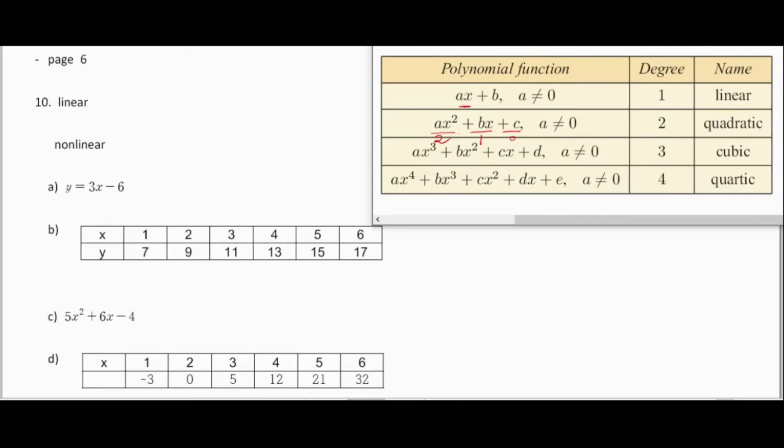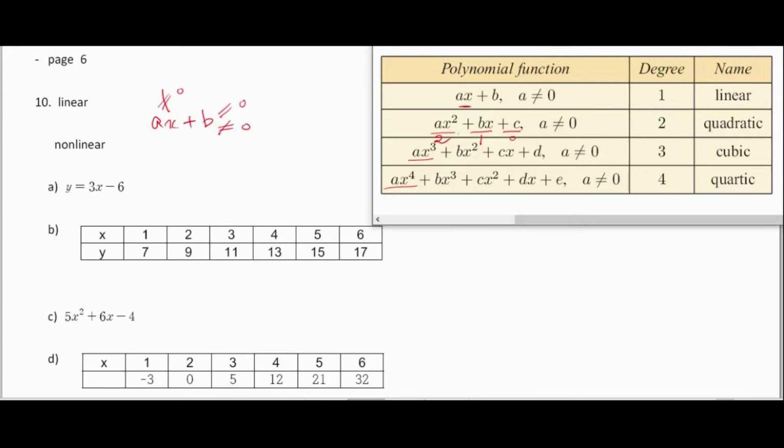And for degree 3, when there is an ax cubed, it's degree 3, and we call this cubic. And finally, if there's ax to the fourth, then it's degree 4 and the name is quartic. So this means linear has the form ax plus b. Right here, the precondition is that a isn't 0, and b can be 0, but it doesn't matter if it is not 0. So it actually doesn't matter.